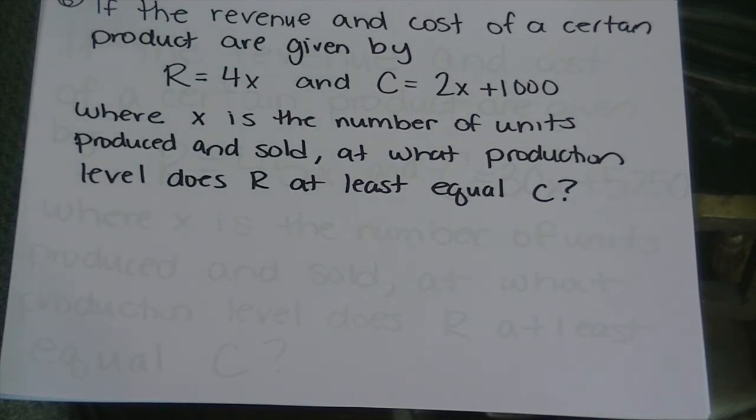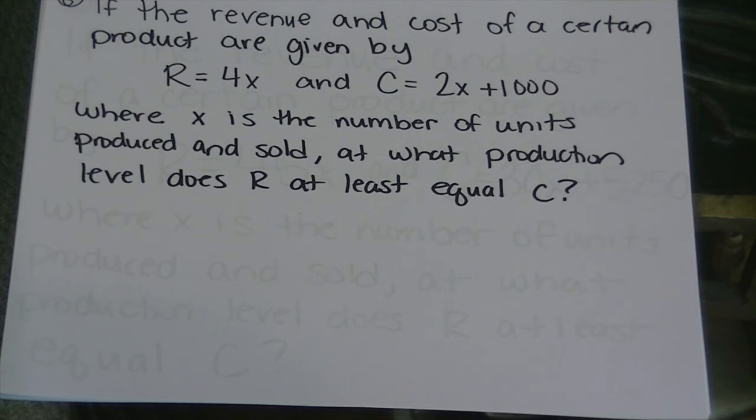Okay, the next example problem is a word problem, and I love word problems, so we are definitely going to have them on the test. I am right on page 139, example 3, and it says, if the revenue and cost of a certain product are given by R equals 4x and C equals 2x plus 1,000, where x is the number of units produced and sold, at what production level does R at least equal C?